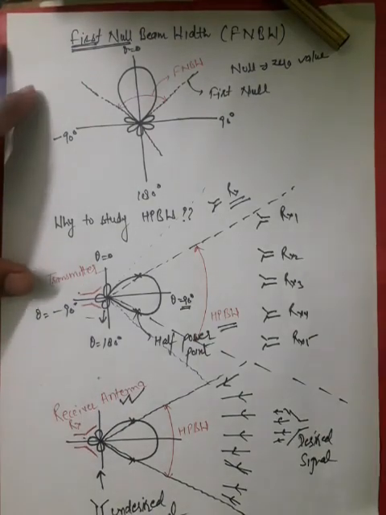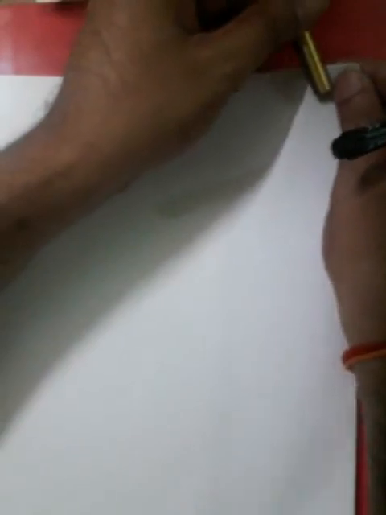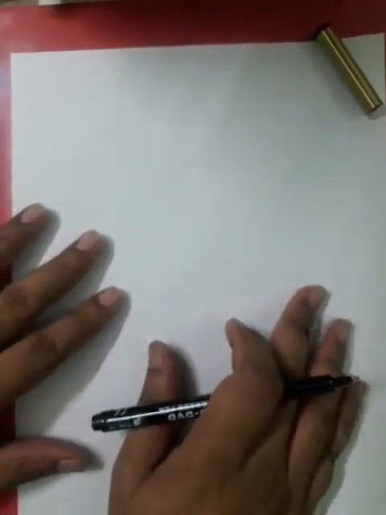The next thing which we are interested in our antenna theory, it is called as field region.